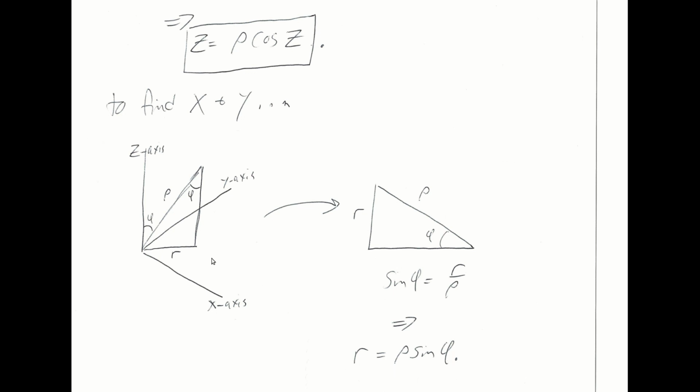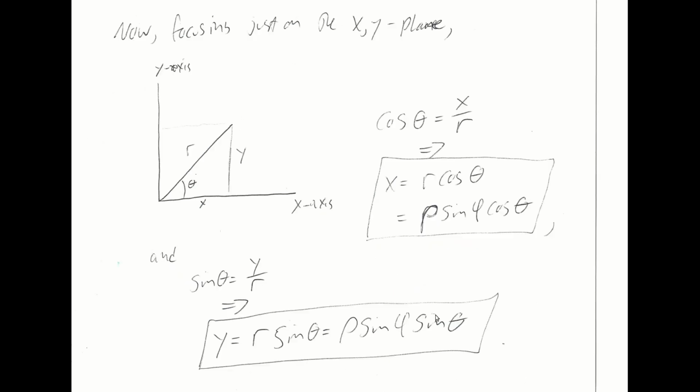So the first thing I'm doing is figuring out how long this leg is, which represents the projection of the point that I'm interested in up here down into the xy plane. So I'm dropping down to the xy plane and finding my r value. Now with r and theta in hand, I'll be able to figure out my x value and also my y value. So with this expression for r in hand, we're now going to focus on the xy plane, and in the xy plane the picture looks like this.